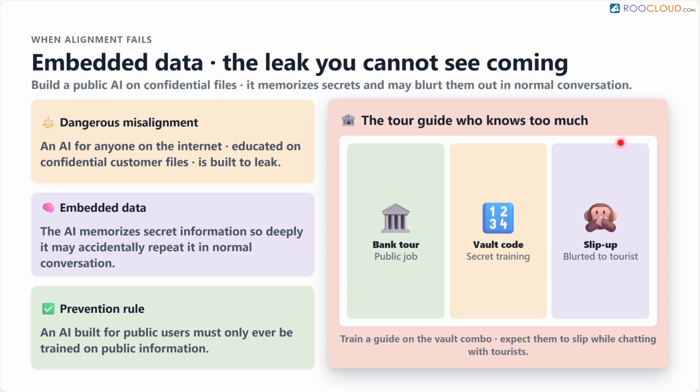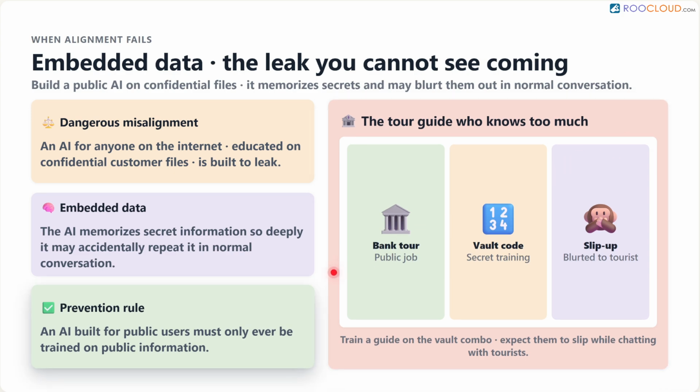Imagine hiring a tour guide to show visitors around a bank. If you train that tour guide by giving them the combination codes to the main vault, there is a very high risk they might accidentally blurt out the numbers while answering a tourist's question. To prevent this, an organization must ensure that an AI built for public users is only ever trained on public information.